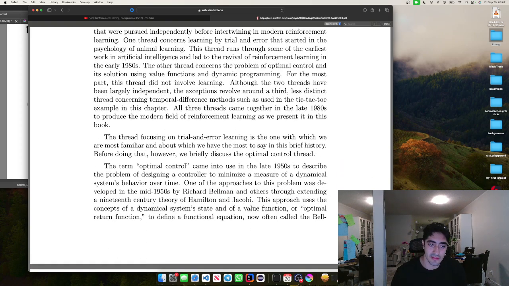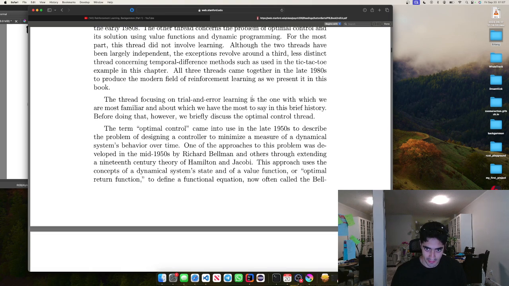The thread focused on trial and error learning is the one with which we are most familiar and about which we have the most to say in this brief history. Before doing that, however, we briefly discuss the optimal control thread. The term optimal control came into use in the late 1950s to describe the problem of designing a controller to minimize a measure of a dynamical system's behavior over time.